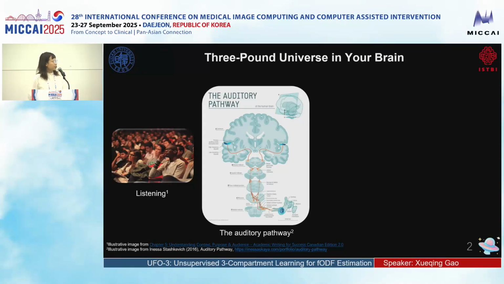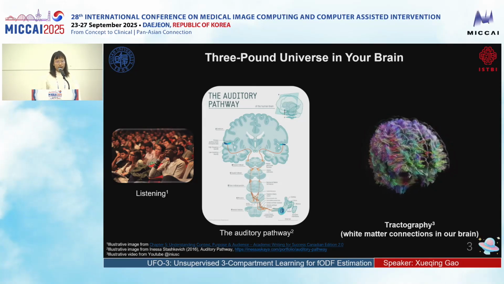Let's take a moment to dissect the smallest universe in the world, our brain. When you are listening to me, the sound waves are entering your ears and traveling through the auditory system. The auditory system is part of the white matter in our brain. Thanks to white matter, different regions in our brain can talk to each other almost instantly.